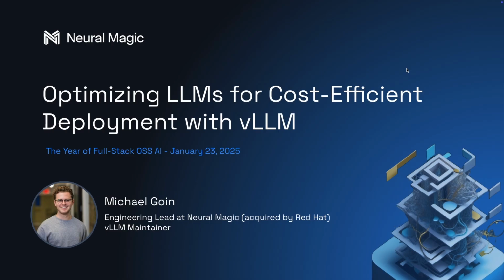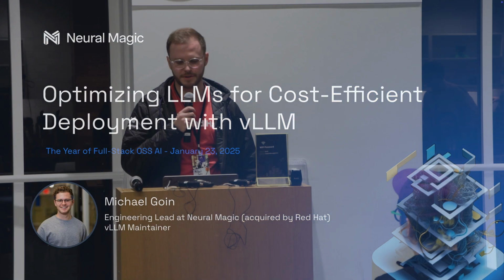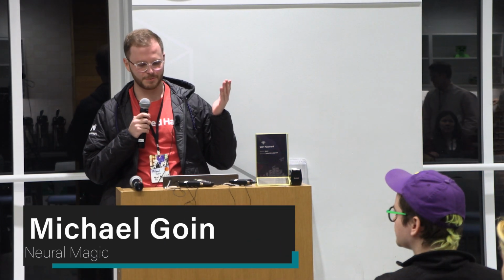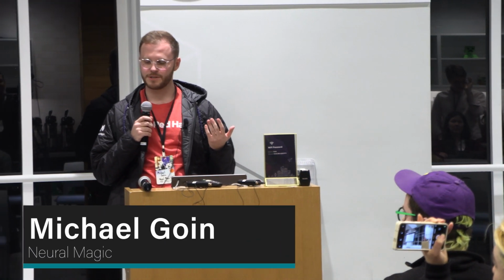Okay, hi everyone. I'm Michael Goin. I'm an engineering lead at NeuralMagic, recently acquired by Red Hat, but that's not important. We're still doing the same open source work. I'm a maintainer on the vLLM project.